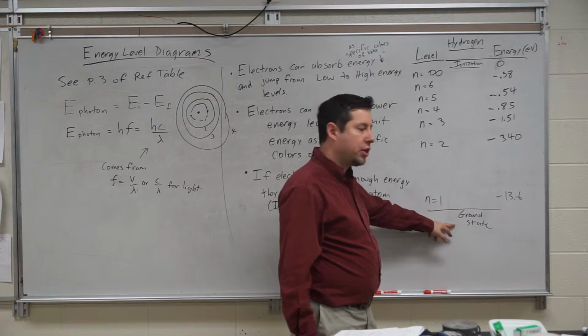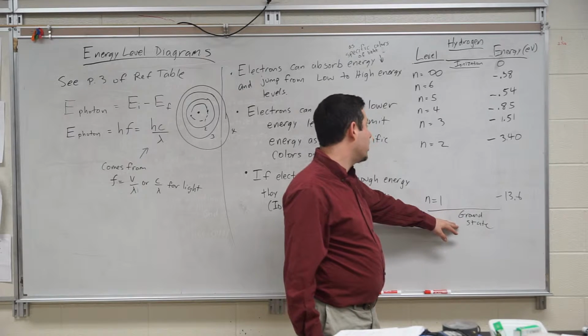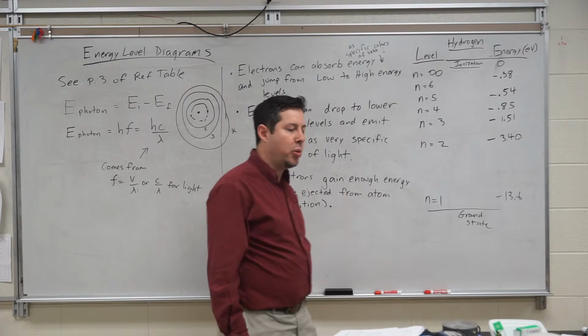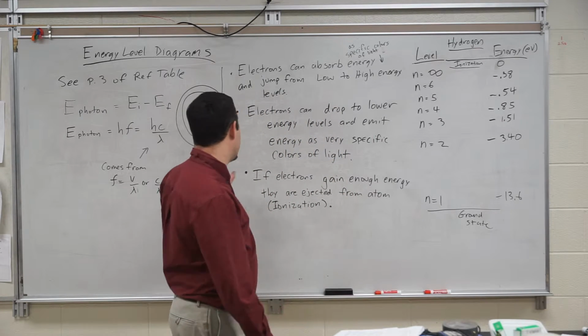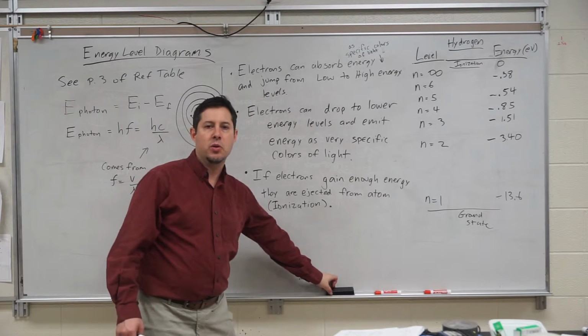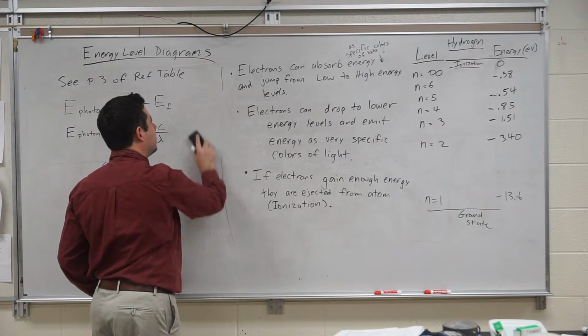N equals 1 is called the ground state. It's the most stable location. And if you go out to n equals infinity, that's called ionization. That's the point where that electron is just completely gone. If you haven't paused and written this down, I encourage you to do so, because I'm going to erase some of this in a minute. And there goes the Bohr model right there.